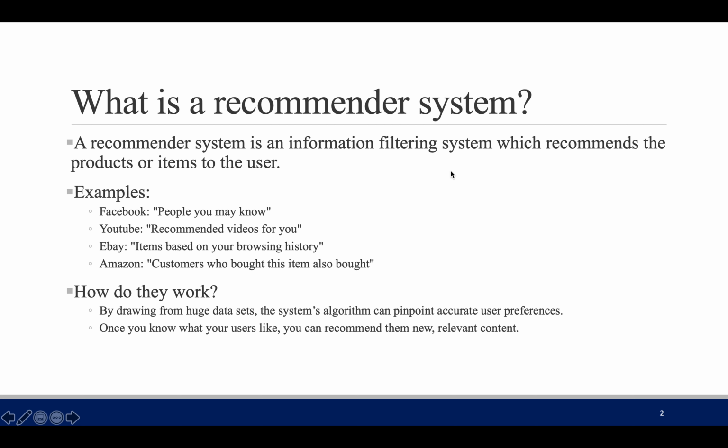In our daily life, we come across a lot of examples of it. For example, Facebook might show you people you may know, YouTube might show you a list of recommended videos for you, eBay might show you items based on your browsing history, and Amazon might show you that customers who bought this item also bought. Usually you will find those recommendations are pretty useful.